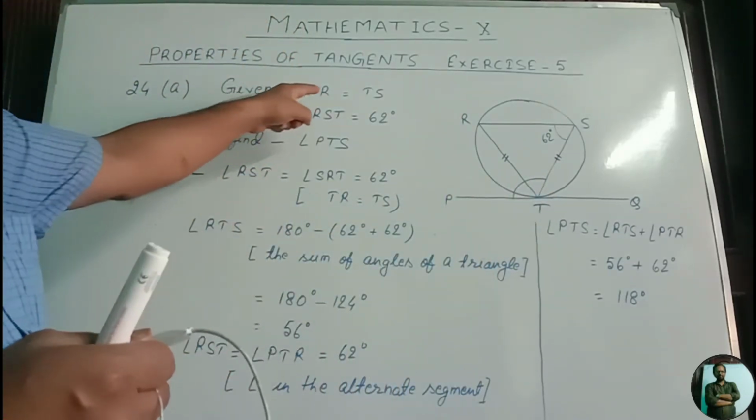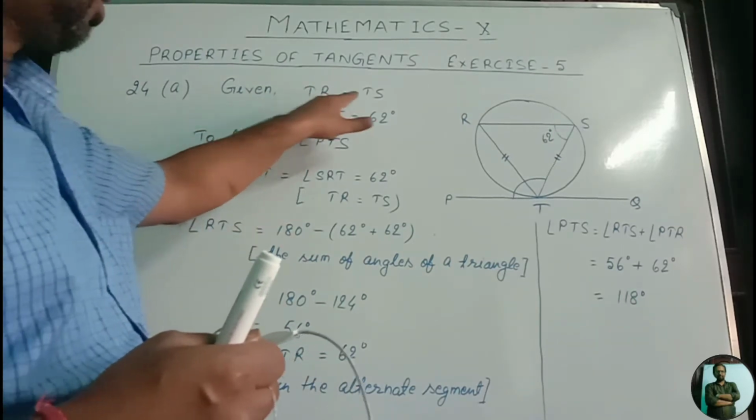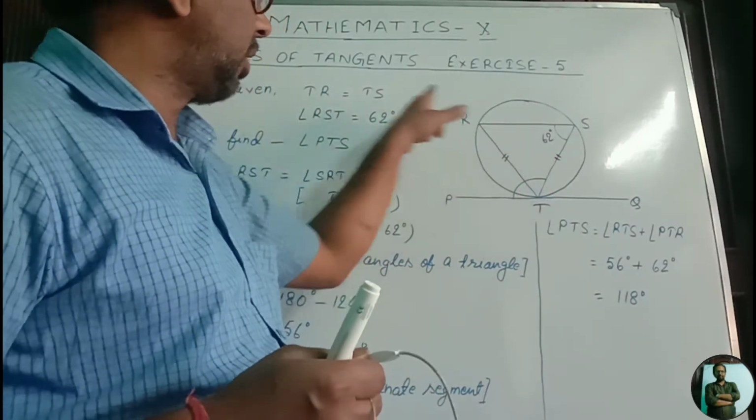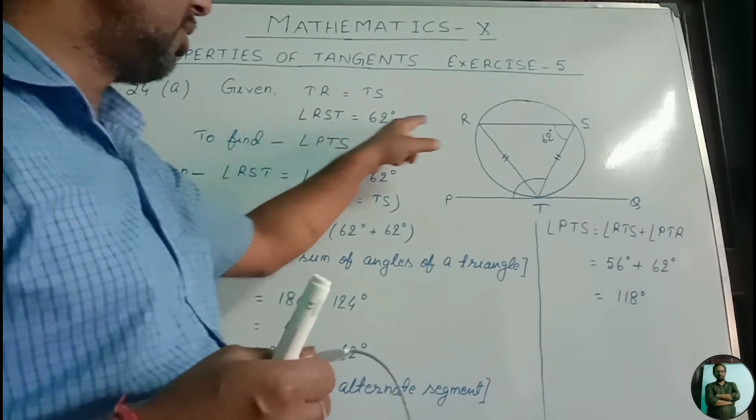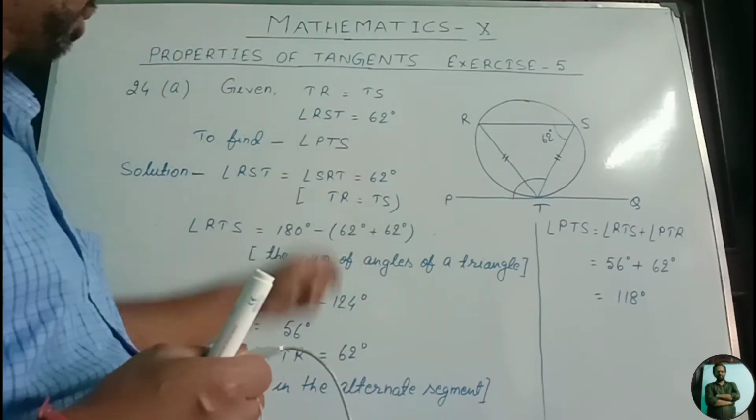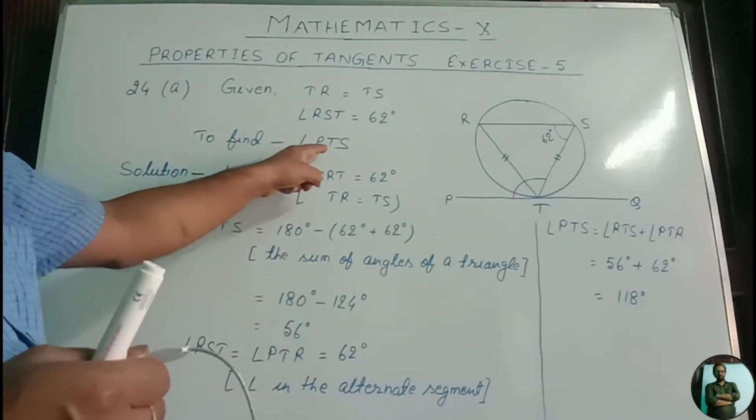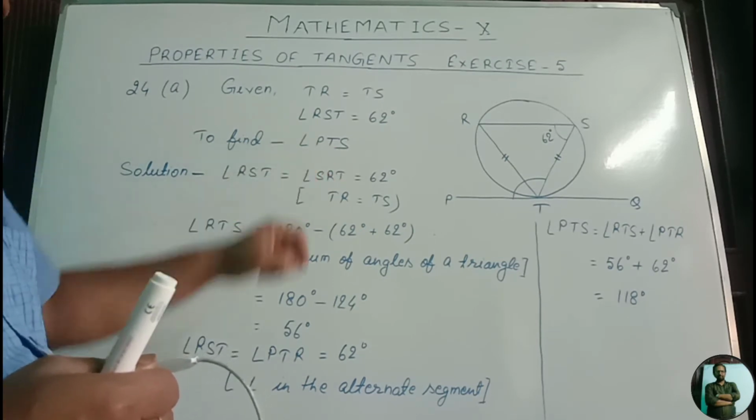So first of all I wrote the given informations. TR equal to TS, these two sides are equal, I wrote here. Angle RST is 62 degree, I wrote here. Now we are asked to find angle PTS, that also I have written here.